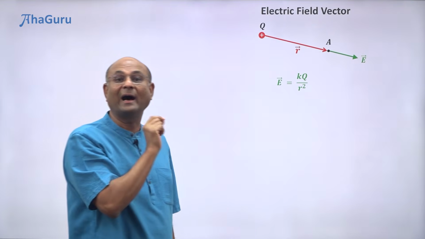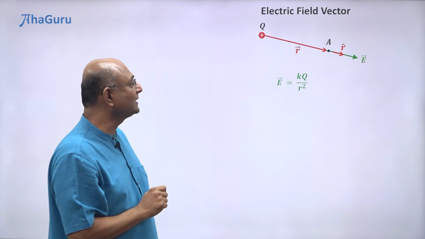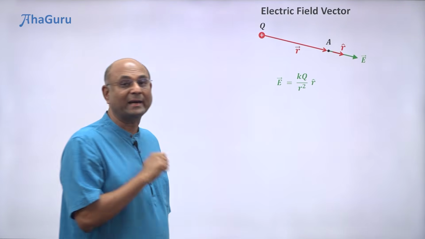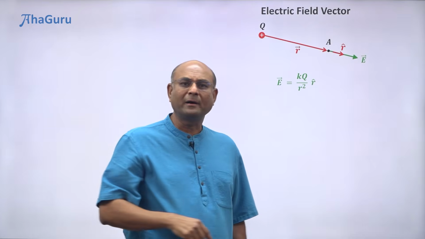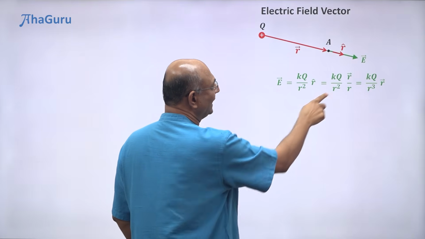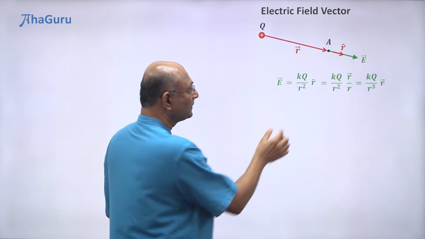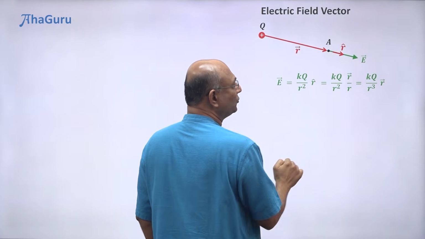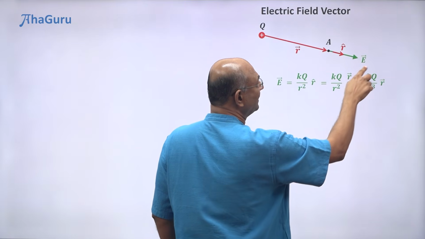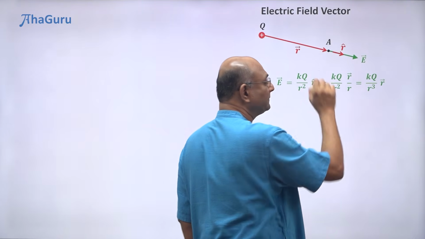This direction is the r cap direction, right? R cap tells you the direction that we are looking at for the electric field. So I can write the electric field vector as kq by r square in the r cap direction. What is r cap? R vector divided by r, the magnitude of it. So if I substitute r vector by r for r cap, then the denominators we can combine as r cube, and so we can write the electric field in vector form as kq by r cube times r vector.